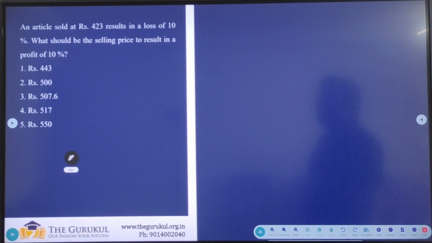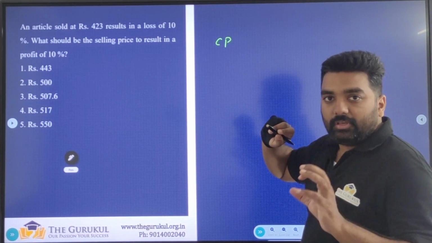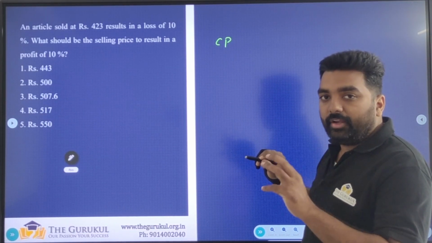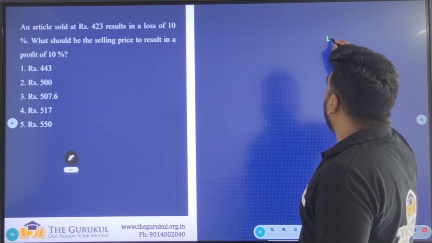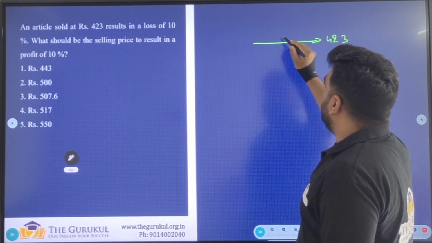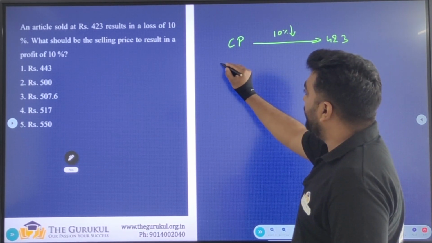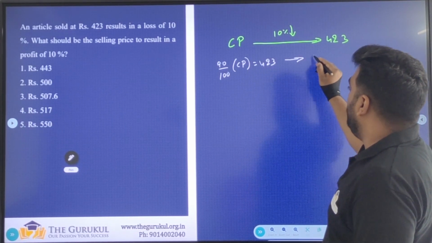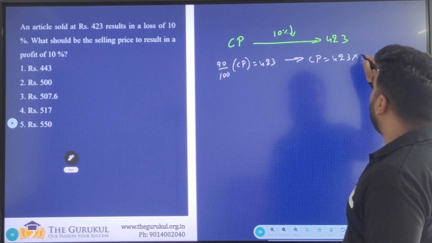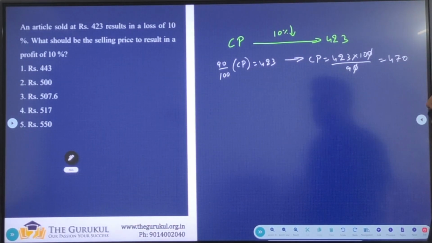Next one. An article sold at rupees 423 results in a loss of 10%. I don't know what is the cost price. See, whenever you read the question, simultaneously write on the paper, then you will understand what is happening. An article is sold at 423, loss of 10%. So I purchased for something. 90 by 100 of cost price is equal to 423, which means cost price equals 423 into 100 by 90. This 0 gets cancelled. 47 with a 0, 470.